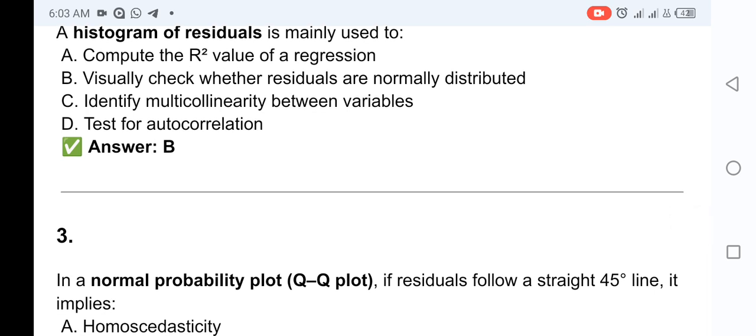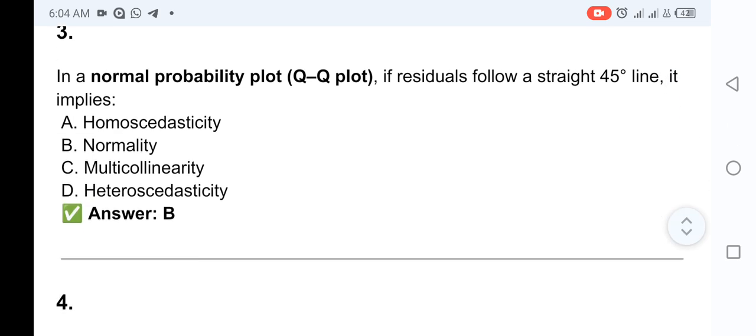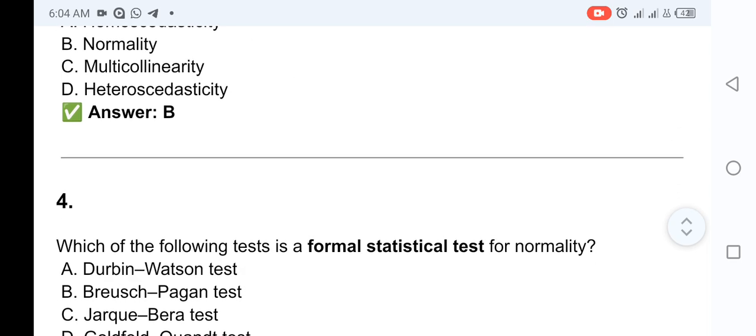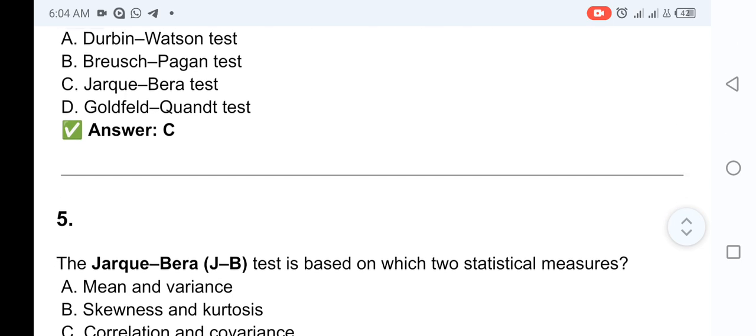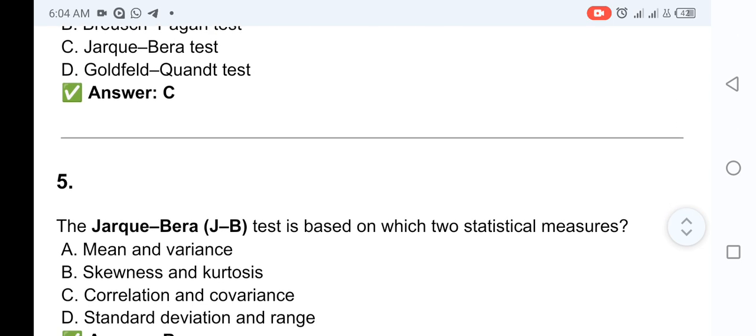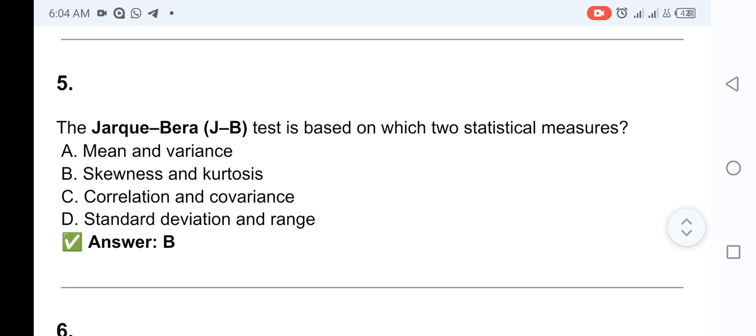3. In a normal probability plot, QQ plot, if residuals follow a straight 45 degrees line, it implies: A. Homoscedasticity. B. Normality. C. Multicollinearity. D. Heteroscedasticity. Answer B. 4. Which of the following tests is a formal statistical test for normality? A. Durbin-Watson test. B. Breusch-Pagan test. C. Jarque-Bera test. D. Goldfeld-Quandt test. Answer C. 5. The Jarque-Bera (JB) test is based on which two statistical measures? A. Mean and variance. B. Skewness and kurtosis. C. Correlation and covariance. D. Standard deviation and range.